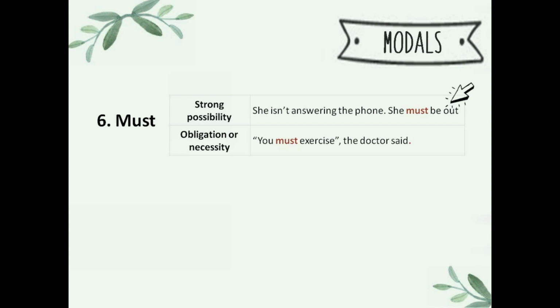And we also use it to talk about obligation or necessity. Now, take a look at the example. It says, "You must exercise," the doctor said. So the doctor said that it is necessary for one person to exercise. And in the case of mustn't, we use it for prohibition. It is the same use as in can't. So one example for that could be "Bicycles mustn't be left here."